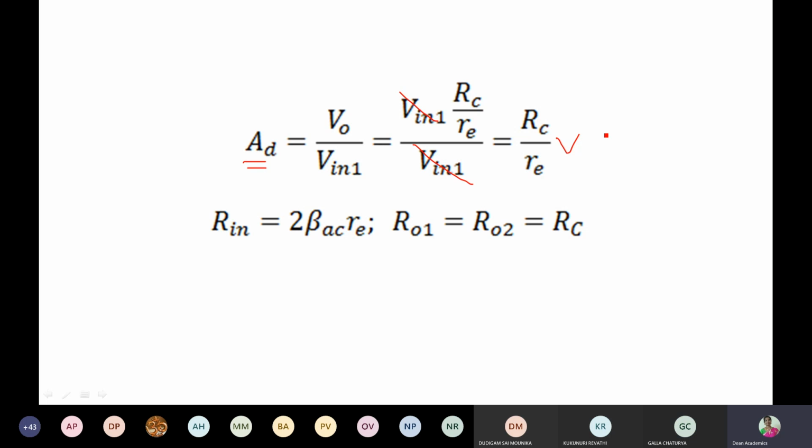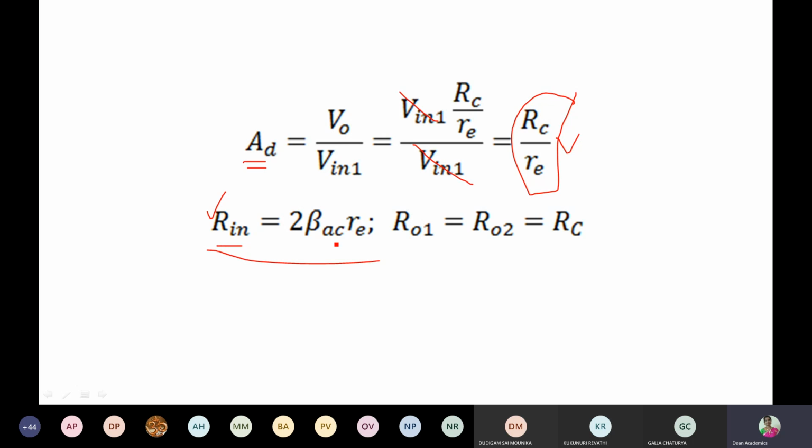Now for this single input balanced output, Rc by Re. So that means if the output is taken at double ends, we will get differential gain as Rc by Re. And if you take output at a single end, you will get half of it. Then this is a single input balanced output differential amplifier, so here we write only Rin. You need not write Rin1, Rin2, because it is a single input amplifier.